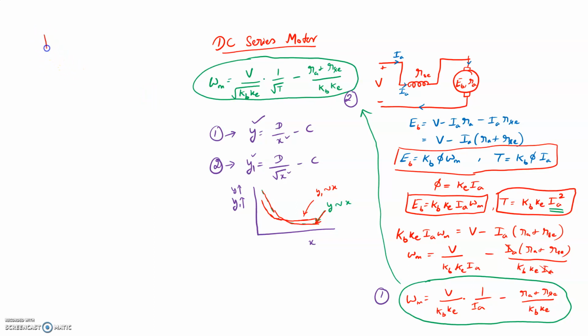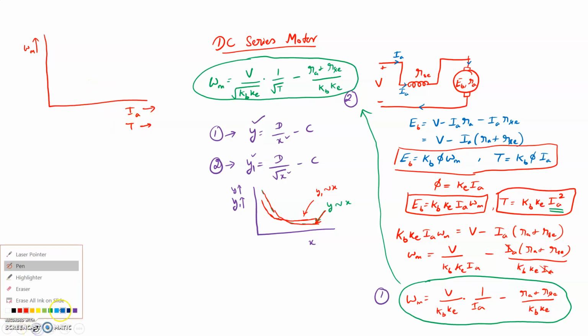In the characteristics, we can draw speed omega m with respect to the armature current, and also with respect to torque. So let us try to draw both in a single diagram so that we can correlate between them. Speed with the current will look like somewhere here. Speed with the current is inversely proportional. So when we increase the load, the current increases and speed will decrease.